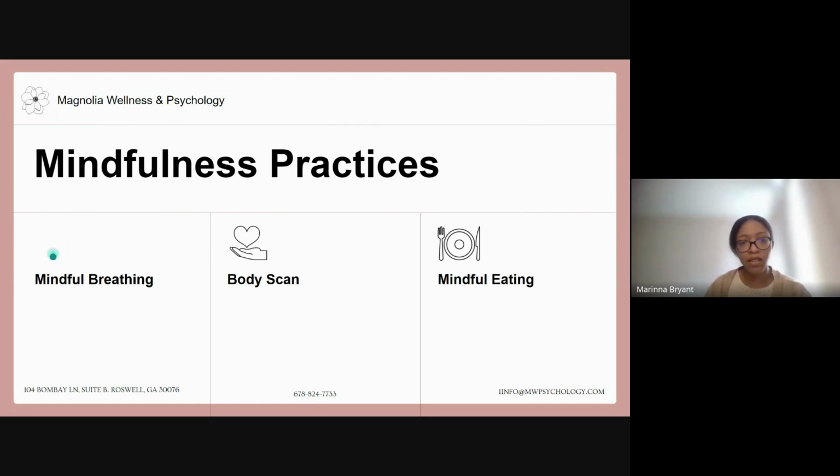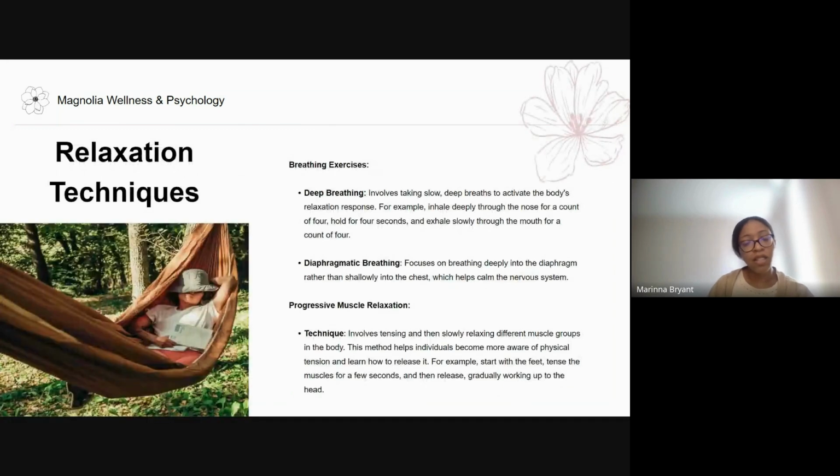And now let's see, relaxation techniques. Breathing exercises may look like this. It involves taking slow, deep breaths to activate the body's relaxation response. For example, you may inhale deeply through the nose for a count of 4, hold for 4 seconds, and exhale slowly through the mouth for a count of 4.